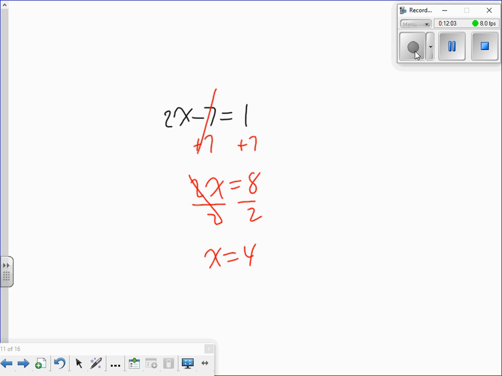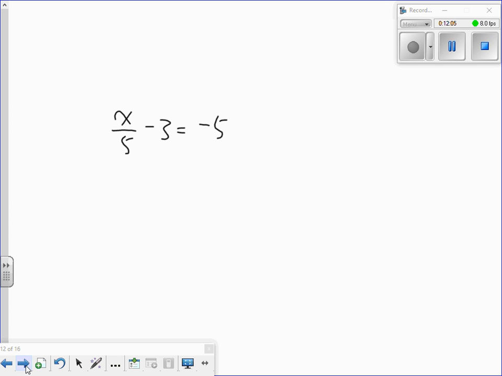Next question. Again, it's algebra. And what it says is the fifth of x minus 3 is equal to negative 5. So again, this is your constant here. So we're going to get rid of that first by adding 3 to both sides. I get a fifth of x is equal to negative 2.